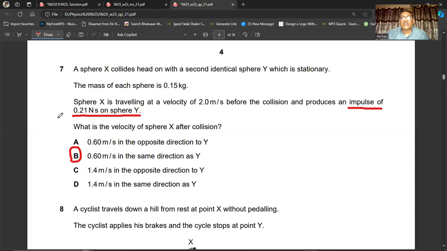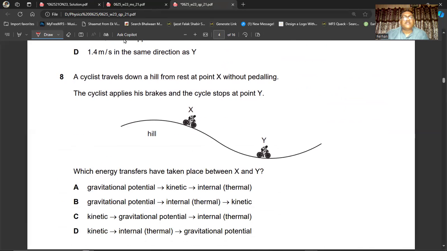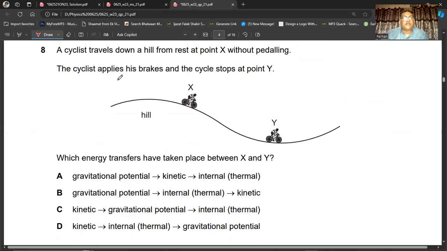So this was a question on momentum. Okay, so we are going to the next question. The next question coming up on your screen is question number 8. A cyclist travels down a hill from rest at the point X without pedaling. The cyclist applies his brakes and the cycle stops at the point Y. Which energy transfers have taken place between X and Y?